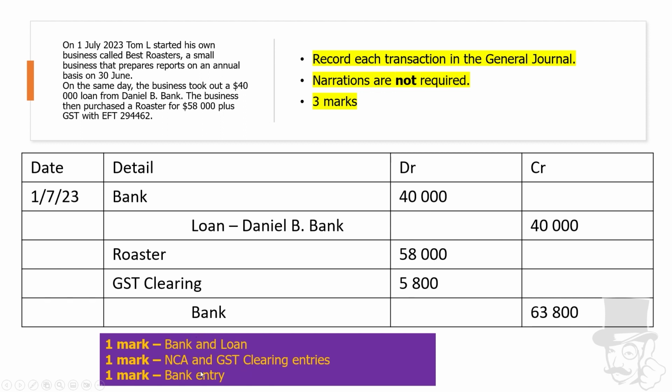And this is the marking allocation guide if this was a potential SAC or exam question. One mark for recording the bank and the loan correctly, one mark for the roaster, the non-current asset, and the GST, and then one mark for the bank entry related to the roaster.